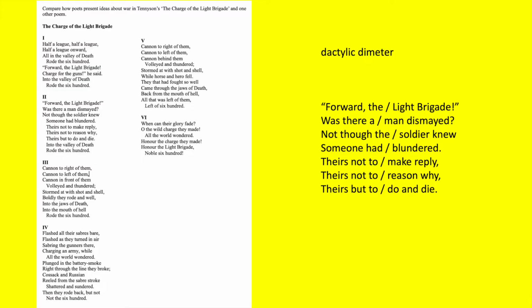Now, one of the lines that does not conform to dactylic dimeter is this one: "someone had blundered." See how there's only one syllable after the stressed "blun"? The change in structure from the previous 3 lines emphasises the word "blundered."